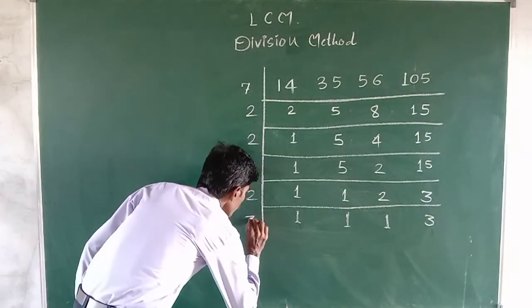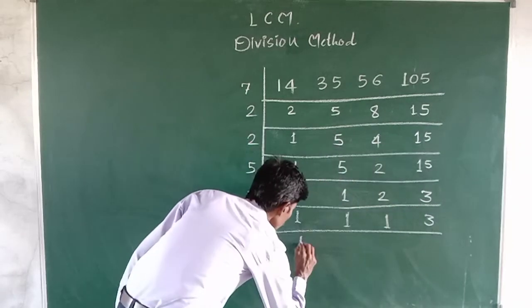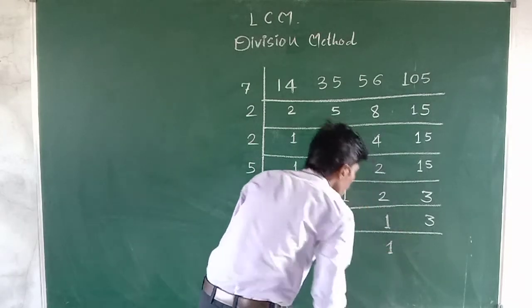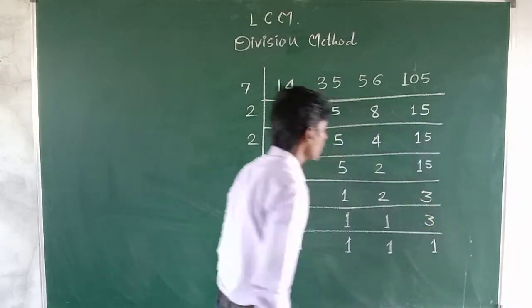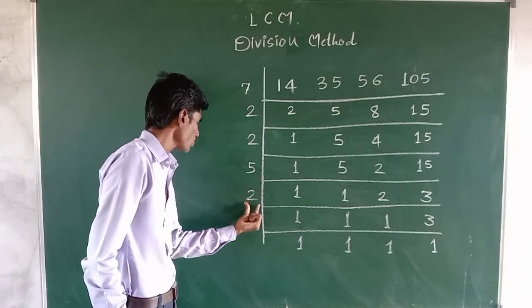So 3, this 1 will come as it is. This 1 will be as it is. This 1 will be as it is. Then 3 1s are 3. So now 7, 2, 2, 5, 2 and 3.